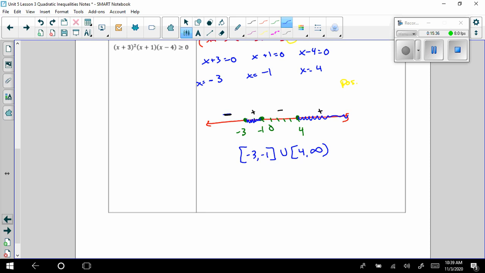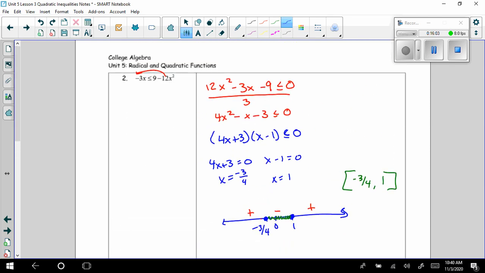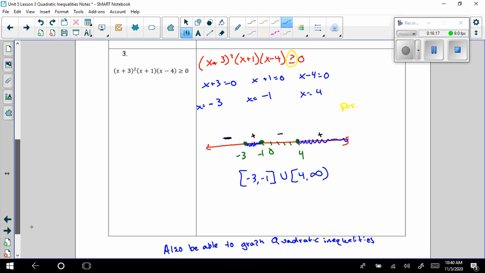Okay, so that is boundaries and intervals of quadratics. Also be able to graph quadratic inequalities. That just goes into knowing, if you're plotting this quadratic, where to shade in terms of above or below the line, and whether the line is solid or dashed. That's a prerequisite. If you'd like some additional examples of that, then please let me know.